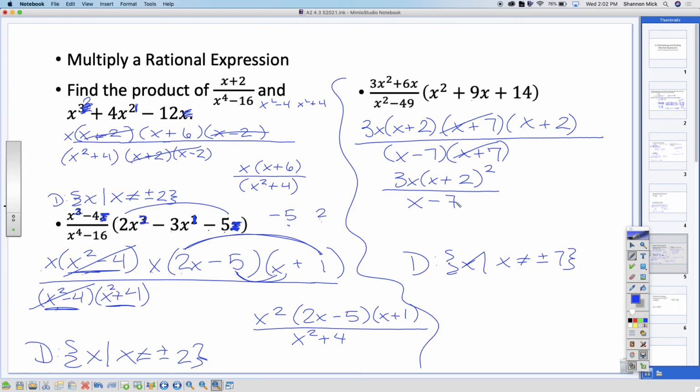Now, how did I write that? X plus 2 squared. Why could I do that? Because there's no two of them, just like if there was two x's, right? See, I'm saving your graphite.